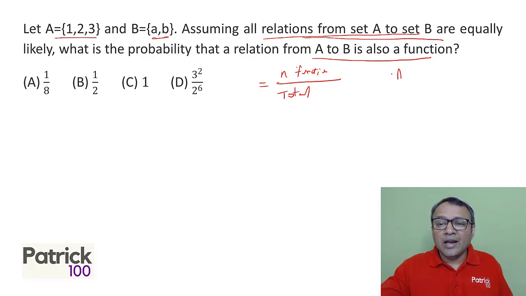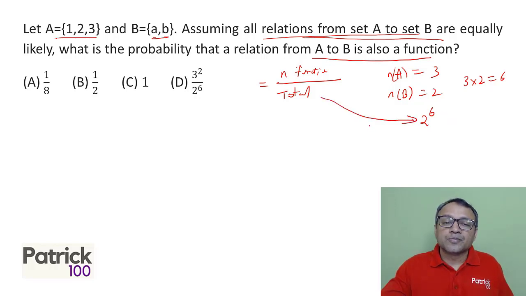A has 3 elements, B has 2 elements. So 3 into 2, 6. So the total number of relations is 2 raised to 6. That's how it goes: 2 raised to 3 into 2. 2 raised to 6 is the total number of relations.